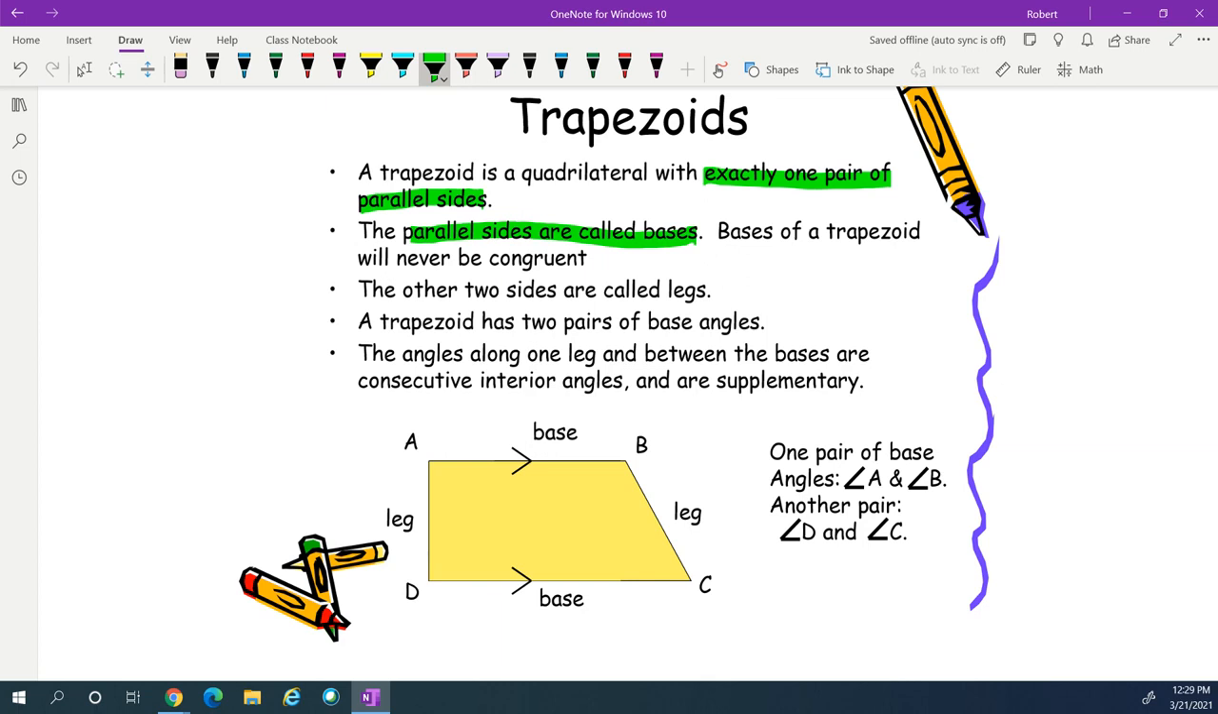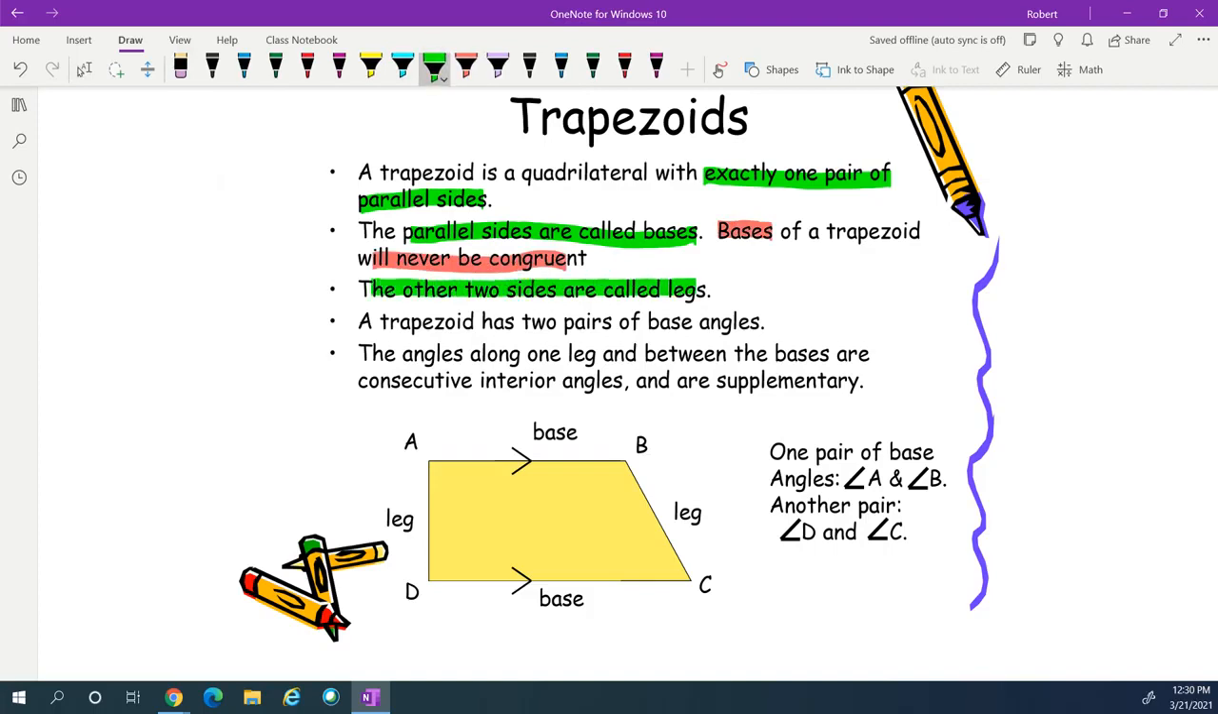We've used all of this vocabulary before when we did triangles. Well, now we have a trapezoid. Think of a trapezoid kind of like a triangle where the point is cut off. So we have bases, we have legs, things like that. So the parallel sides are called the bases, and those are parallel, but they will never be congruent. The other two are called the legs.